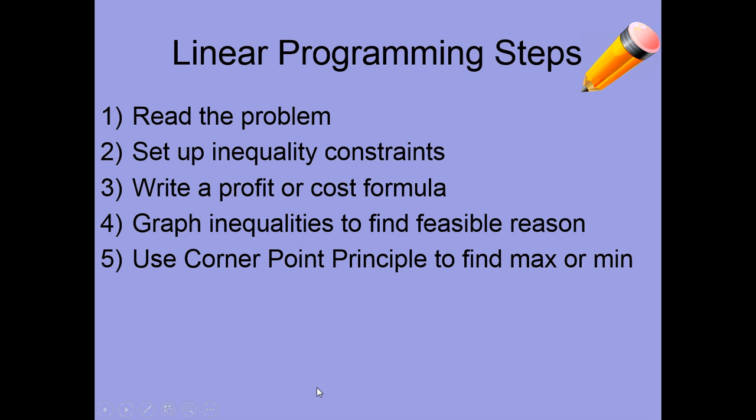So I'd like you to take a minute, we're almost done here, copy down these steps. These are the steps we just went through. First we read the problem, then we set up the inequality constraints. Those are the limitations, or the factors we have to consider. Then we would want to write a profit or cost formula to be considered later. We need to graph inequalities to find our feasible region. And then we know we're going to use the corner point principle to find the maximum or, in some cases, a minimum. So these are the steps that we're going to go through tomorrow as we solve our linear programming problem.